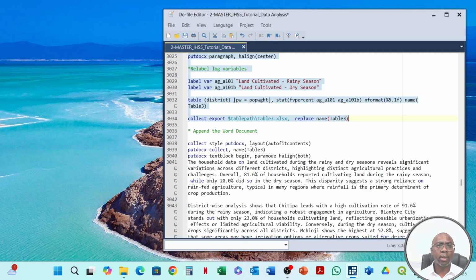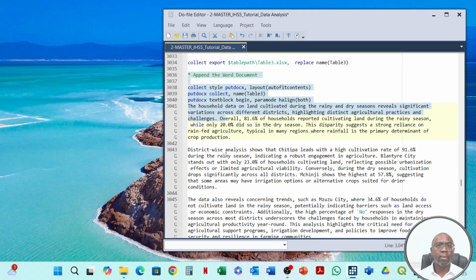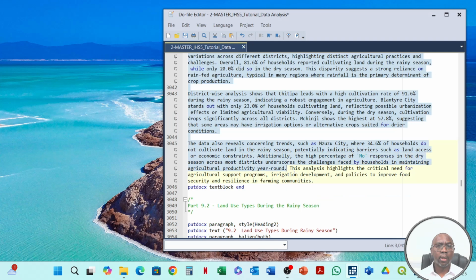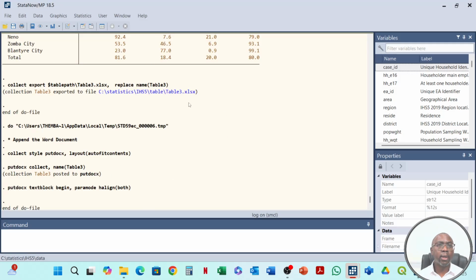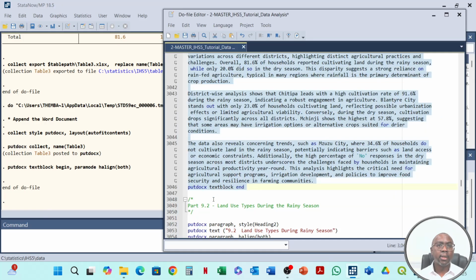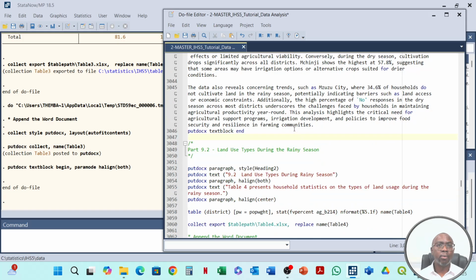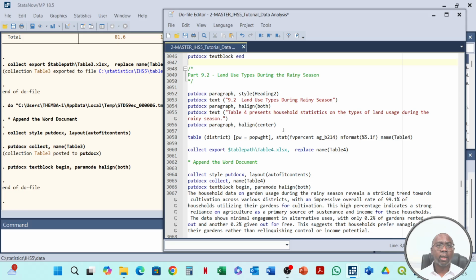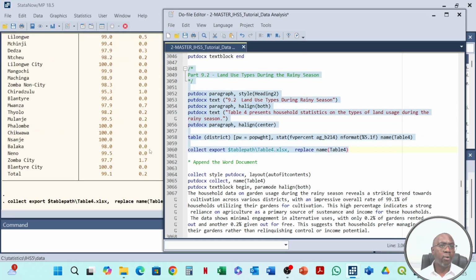Again, here we're just collecting this information and then appending it to the table as we did, and then we save that. We save this to our Word document. As you can see, it has also saved the information. Then next, we're going to run the land use types. Let's see, the same table. We're going to generate a table, and we'll name it table 4.